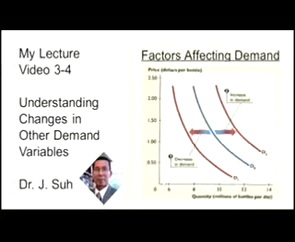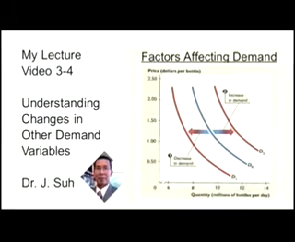In this lesson, we're going to do a summary of all of the factors that influence consumer demand, and we're going to show how each of those factors appears in the demand curve diagram. Let's start with the easiest case. How do we show a change in consumer behavior in response to a change in the price of bread itself?